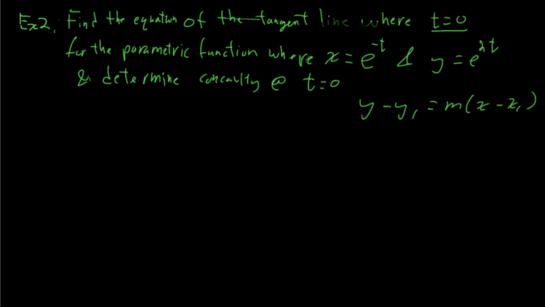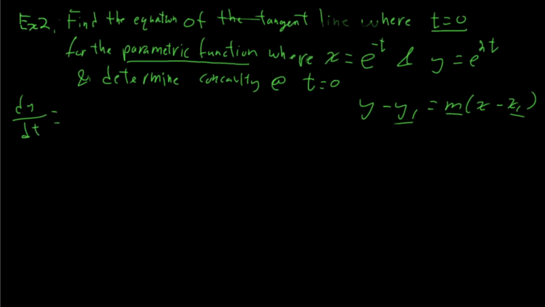The pieces we need to fill in here are y initial, our slope, and then x initial. So let's find our slope first. Since this is a parametric function, our slope is going to be the derivative of the parametric function. And then to find the first derivative of a parametric function, we first have to find dy over dt and dx over dt. These are fairly simple.